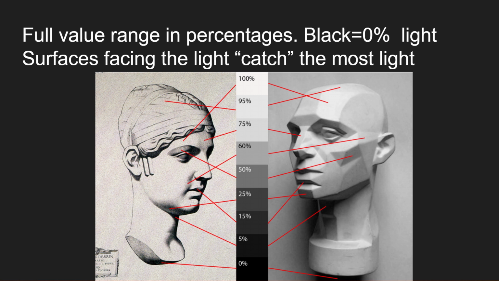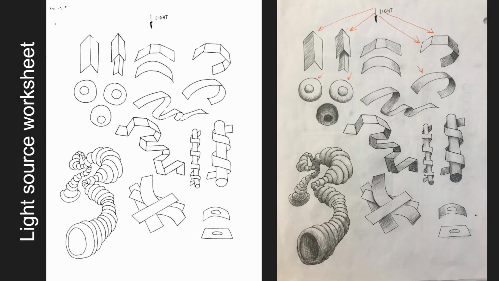You can see how the different planes, especially in the face on the right, catch different percentages of the full possible light. So the more it's turned away from the light source, the lower the percentage of light that it's catching and the more shadowed it is. This is a really good exercise to practice thinking about light source.